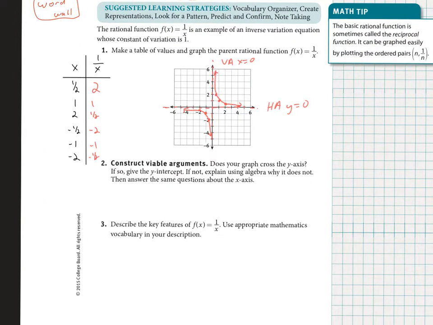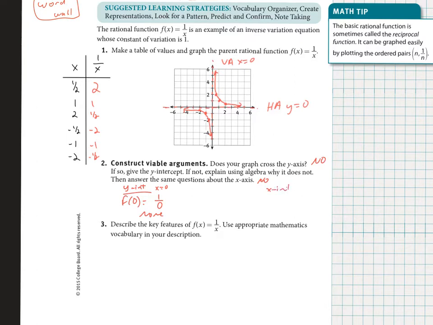Does it cross the y-axis or x-axis? No. And how could we show that using algebra? Well, let's review back from Algebra 1. To find a y-intercept, so that's crossing the y-axis, you set x equal to 0, so you have to plug in 0, which in my case would be 1 over 0, which does not exist, and so therefore there is none. So anytime you want to find the y-intercept, you're plugging 0 in for x, f of 0.